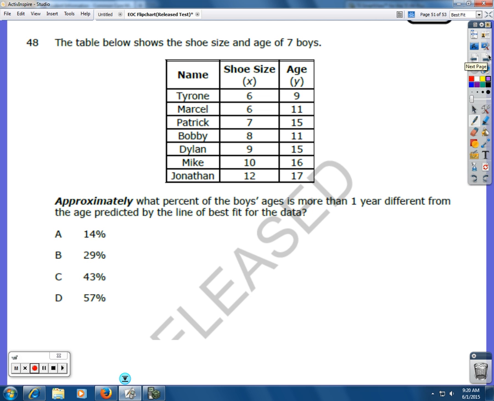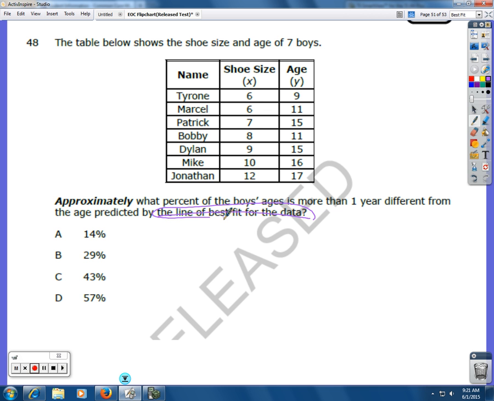Okay, number 48. The table below shows the shoe size and age of 7 boys. And then we have our information. Approximately what % of the boys' ages is more than 1 year different than the age predicted by the line of best fit for the data? So what we're going to do is find the line of best fit for the data in our calculator. And then we're going to look at the predictions for each of the shoe sizes and the ages and see how they differ.